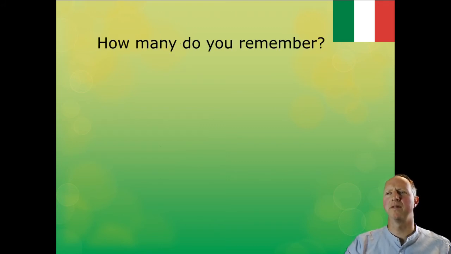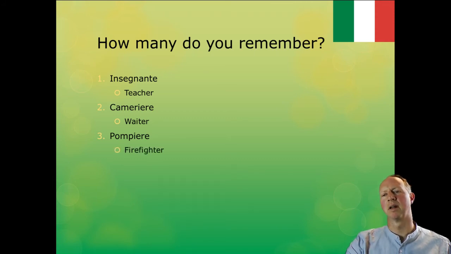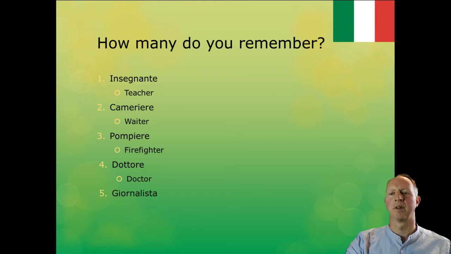Okay, how many of those occupations do you remember? Let's look at the words in Italian and see if you can remember the English. So what was insegnante? Okay, that was teacher. Cameriere is waiter. Okay, pompiere, fireman. Okay, dottore, a very easy one, doctor. Giornalista, sounds almost the same as English, journalist.